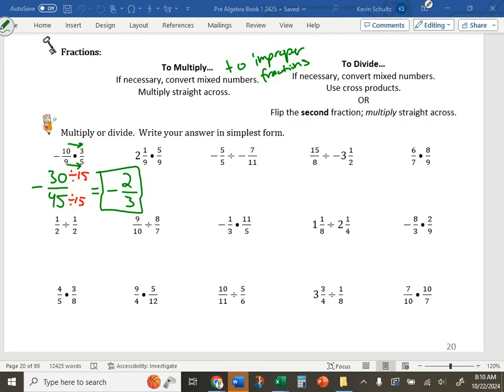Okay? So again, with multiplication, do not care about common denominators. Just multiply straight across. If you have to simplify at the end, do it. But there we go. Okay? Let's look at the next one.